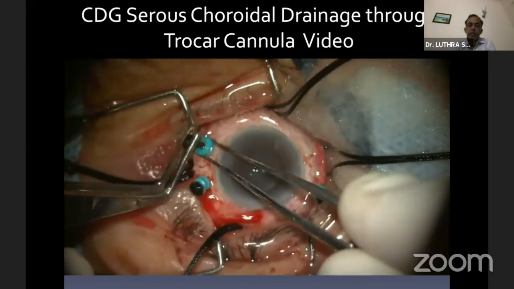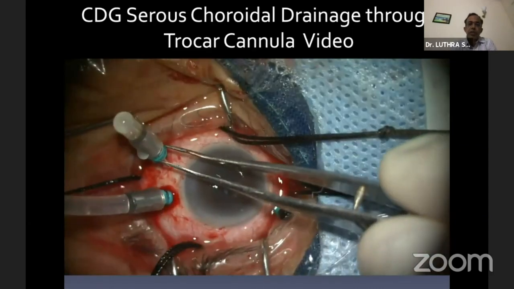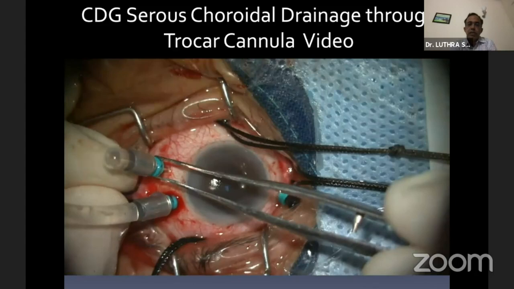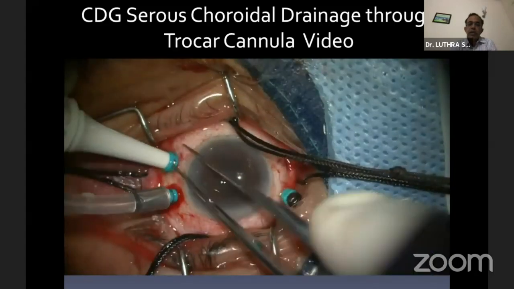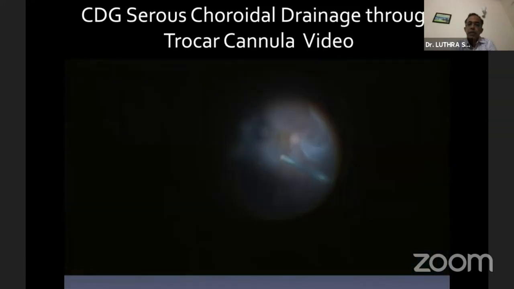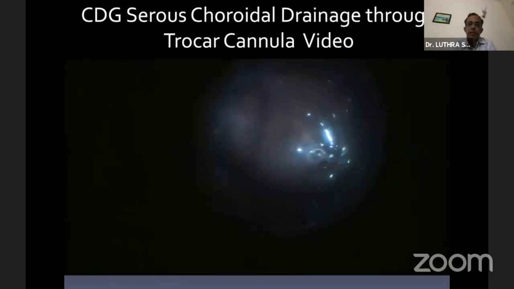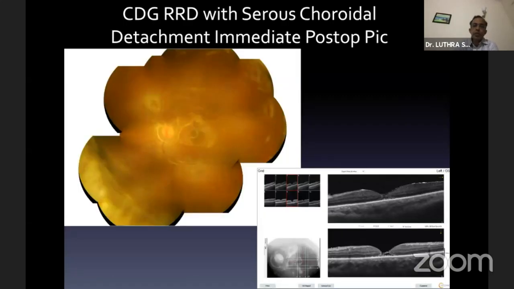So I just come out and use the same technique again, withdrawing the 25 gauge sclerotomy trocar cannula and draining the choroidals, and then again making sure that my infusion cannula is inside, and then I could finally drain the choroidals and finish my surgery. And you can see I'm doing endo laser, and still a little bit of choroidal detachment was remaining, but I could finish my surgery. And this is the immediate post-op picture in this case, where you can see the endo laser burns and a little bit of residual serous choroidals which finally subsided.